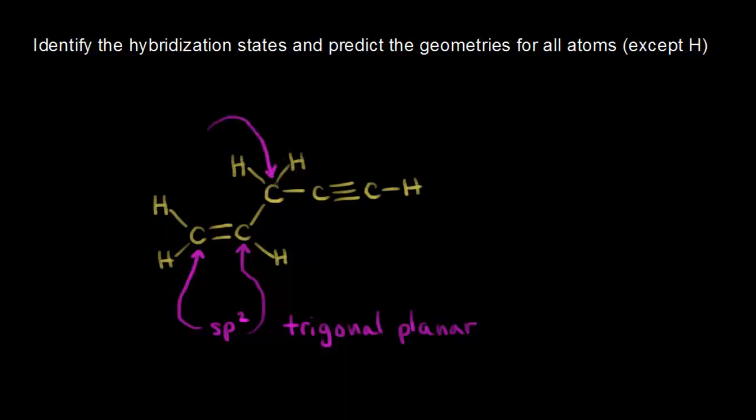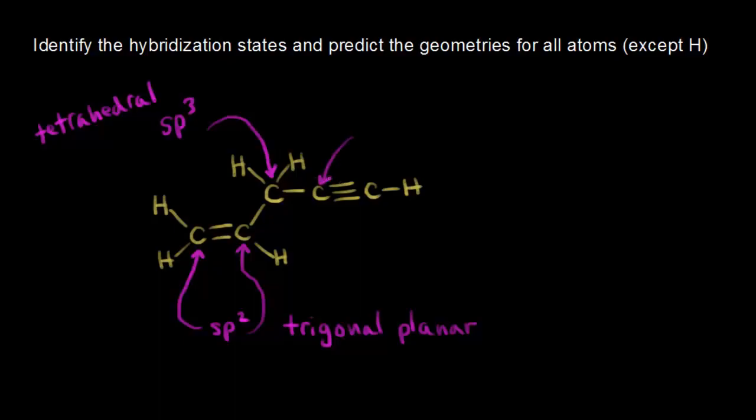So that carbon has only single bonds around it, and the fast way of doing it is if you see all single bonds, it must be sp3 hybridized. And if that carbon is sp3 hybridized, we know the geometry is tetrahedral. Right, so tetrahedral geometry with ideal bond angles of 109.5 degrees around that carbon. All right, let's move over to this carbon right here.